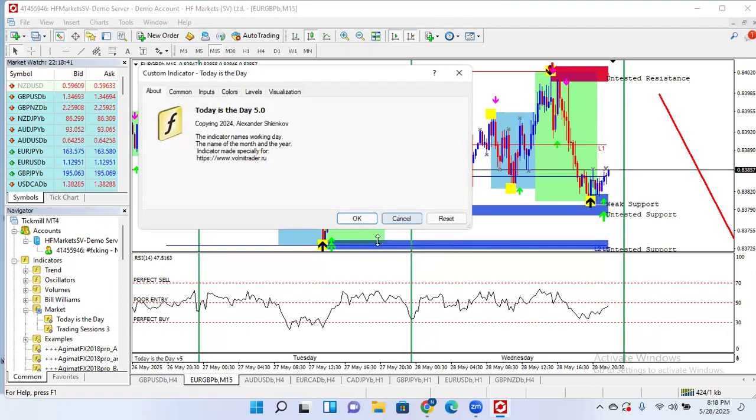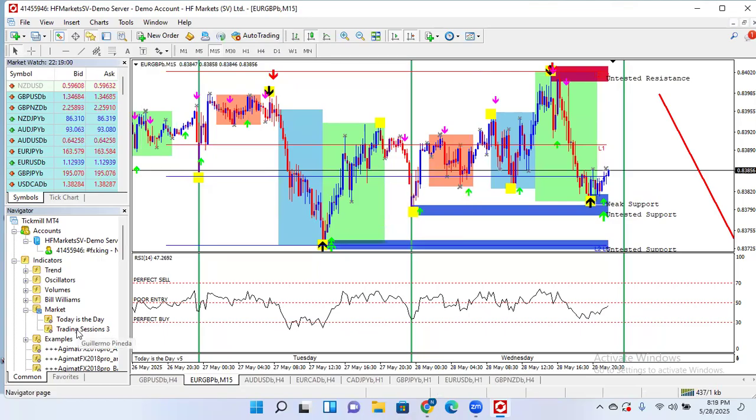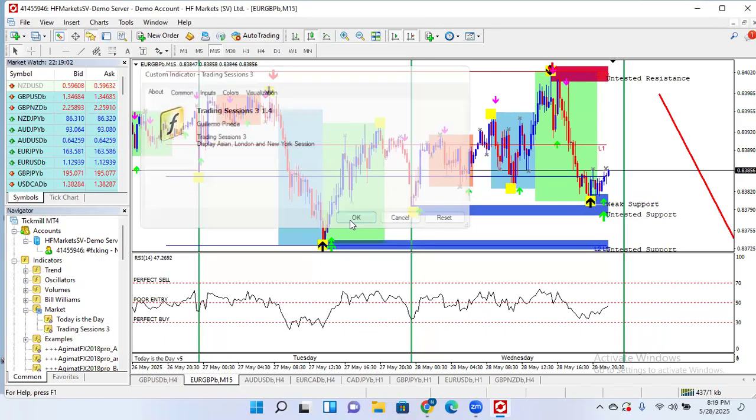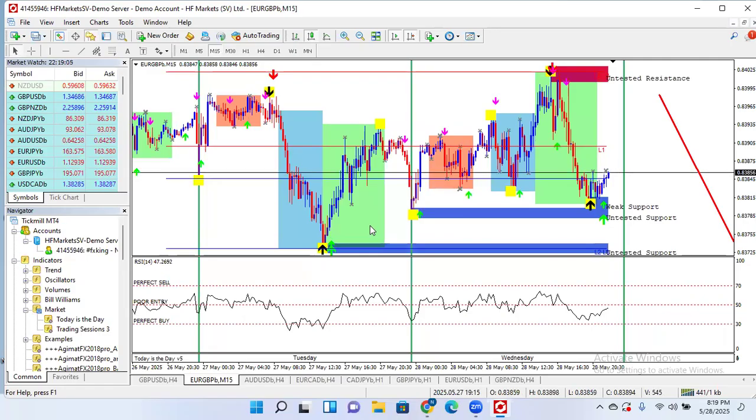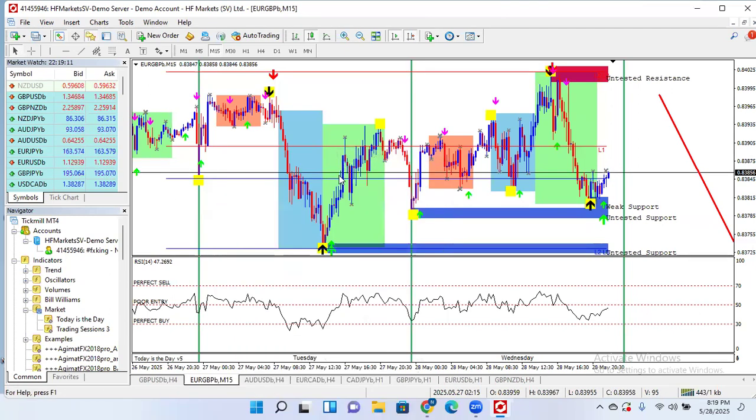When you drag and drop it, go to input. You change the language. See language, it's in Russian. Change that language from Russian to English. Double click, select EN, then press OK. Then for Trading Sessions 3, drag and drop. You don't need to do anything again. It just appears by itself. Then right click your screen, templates, save template, select DBP system and click OK. That's all you need.